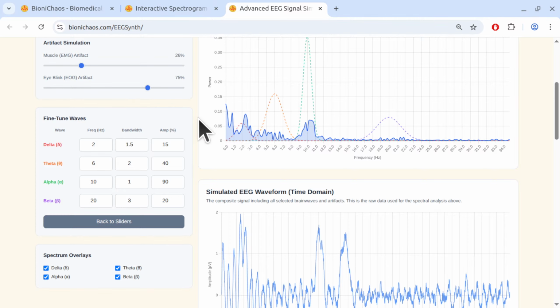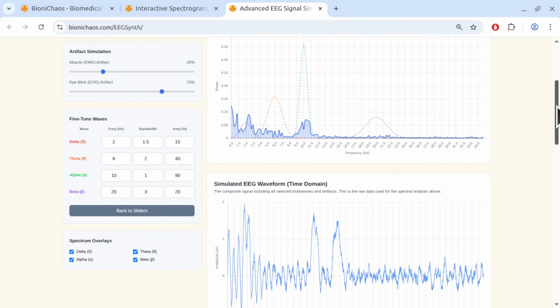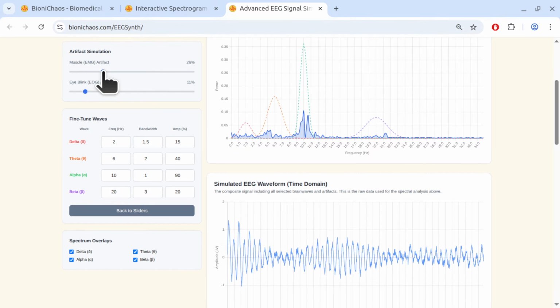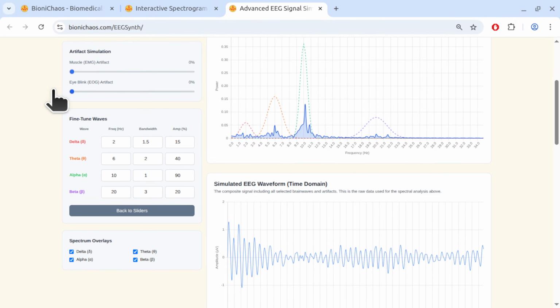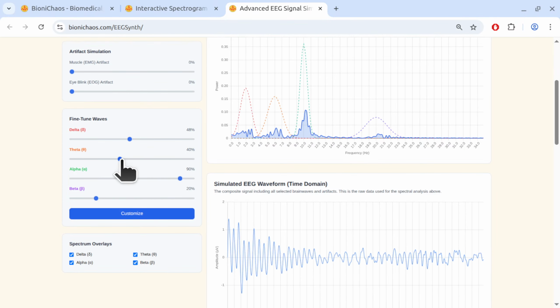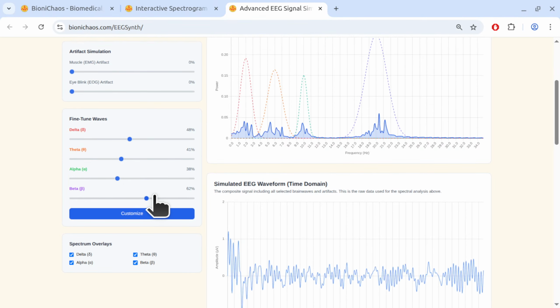Okay, so you've got the presets, the artifacts. What about digging deeper? Can you control the individual brainwaves themselves? Oh yeah, you get quite a bit of control. There are sliders to fine-tune waves, adjust the power, the amplitude of delta, theta, alpha, beta. And if you want to get really specific, there's an advanced mode. You can set the exact center frequency, the bandwidth, the amplitude for each wave type individually.